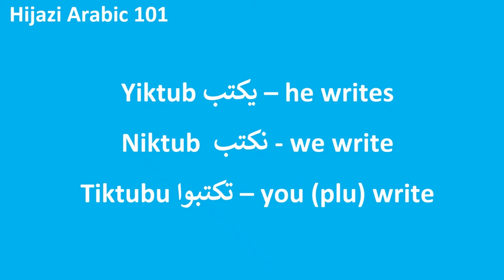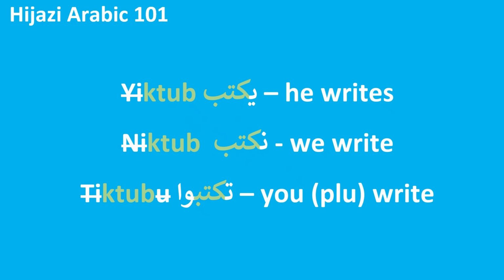action. For example, if we remove the beginning ye from يكتب, we get كتب. And if we remove the ni from نكتب, we get كتب. And if we remove the t in the beginning and the u at the end from تكتبوا, which means you all write, we also get كتب. The part of the verb that all forms have in common is كتب, and that's the present stem.